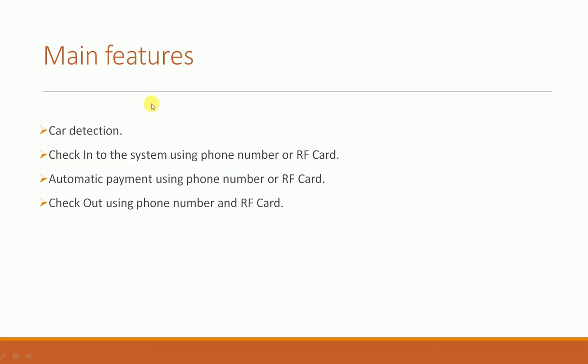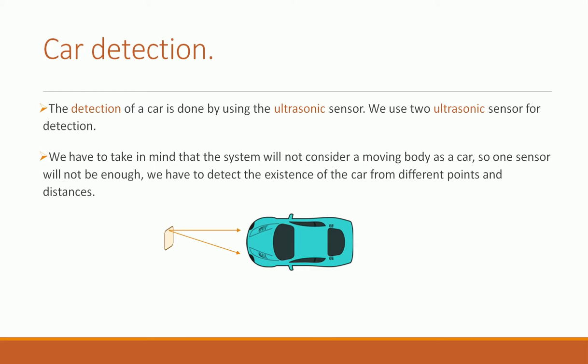Main features: car detection. Check in to the system using the phone number or RF card. Automatic payment using the phone number or RF card. Checkout using the phone number or RF card. Car detection: the detection of a car by the system is done using the ultrasonic sensors. We use two ultrasonic sensors for detection. The system will not consider a moving body as a car, so one sensor will not be enough. We have to detect the existence of the car from different points and distances.